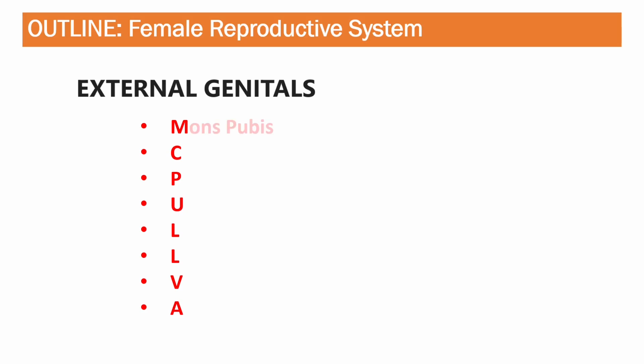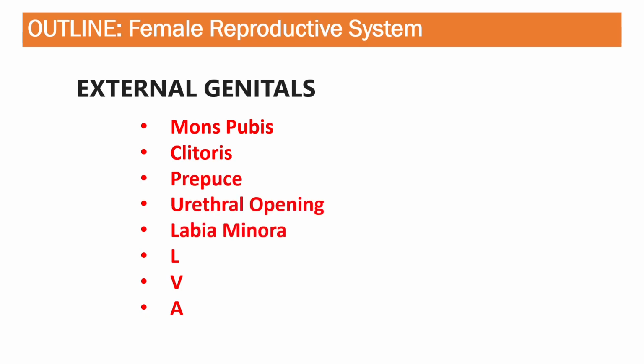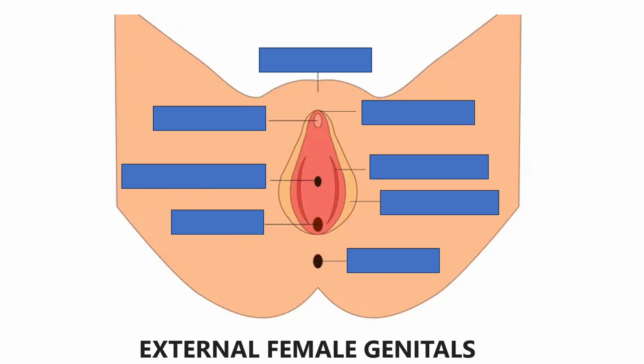So M is the mons pubis, the C is the clitoris, the P is the prepuce, U is the urethral opening, L is for the labia minora, and of course the labia majora, and then the V is for the vagina, and of course the anus. So those are the external genitals that we have to take note of. Now it's quite easy to remember this, we already studied this. So starting from the top to the bottom, it actually follows more or less the MC, pull, VA.